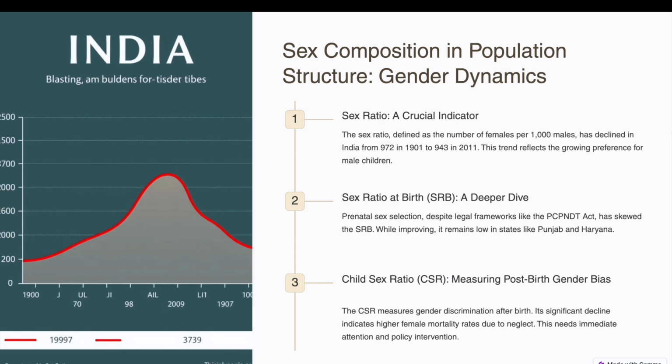4. Elderly sex ratio, ESR. The elderly sex ratio helps understand gender dynamics among the older population, particularly as India experiences faster growth in its elderly population. Women tend to live longer than men, and this is reflected in the elderly sex ratio, which favors females. Two factors contribute to this shift: motherhood and maternal mortality.